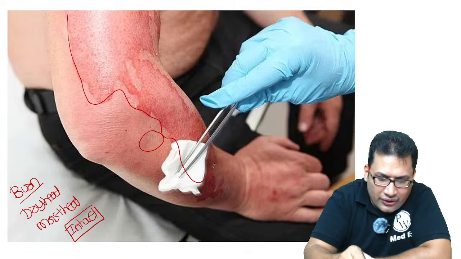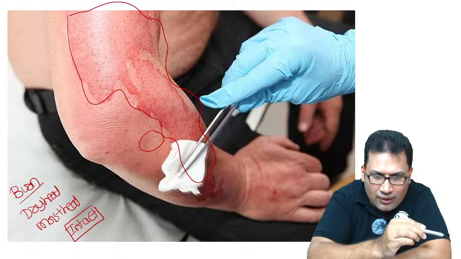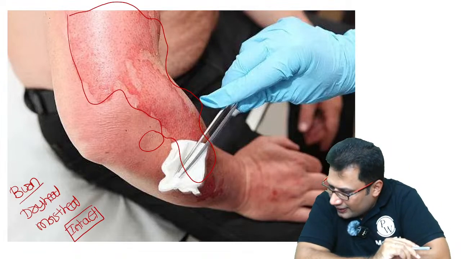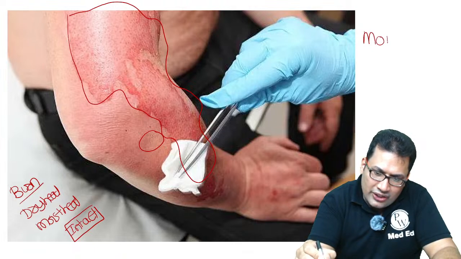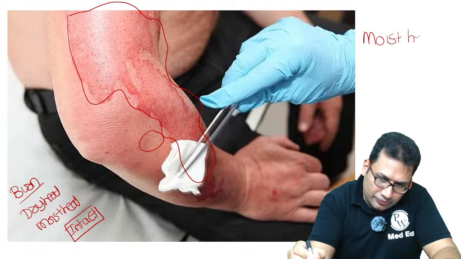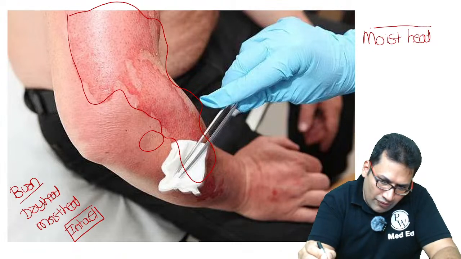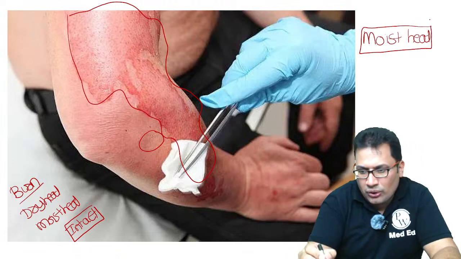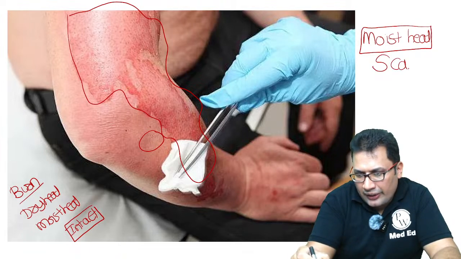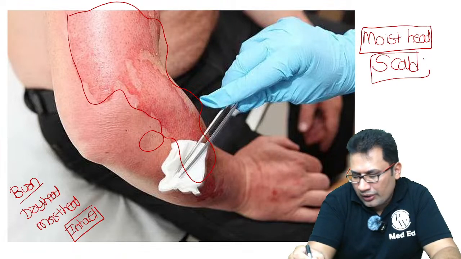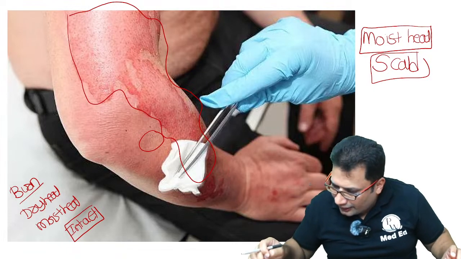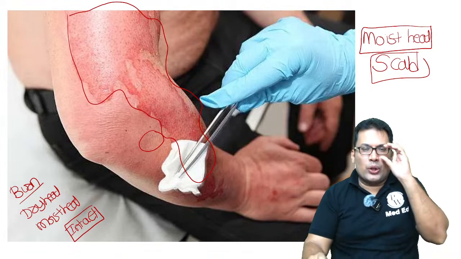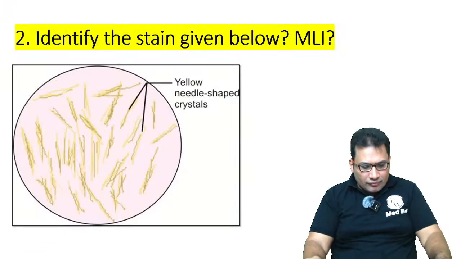So is this scald or dry heat? So this is moist heat. Very good. So this is the moist heat injury, also known as scald. Good. So this is just to explain the importance of hair sample. Fine.